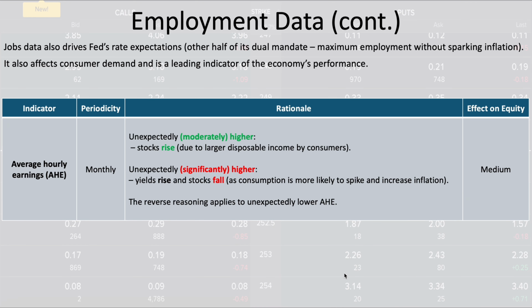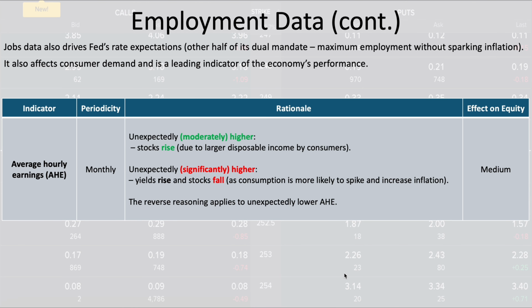And on the flip side, the same thing happens with unexpectedly lower AHE. Stocks tend to fall when it comes in moderately lower, even though it's not that likely to trigger lower interest rates. But if it comes in significantly lower, that means that there may be some deterioration in the job market.